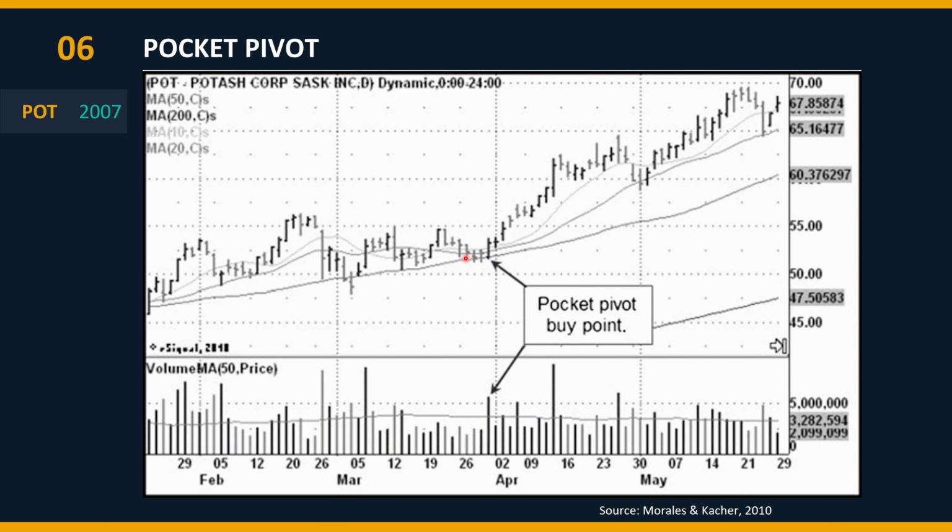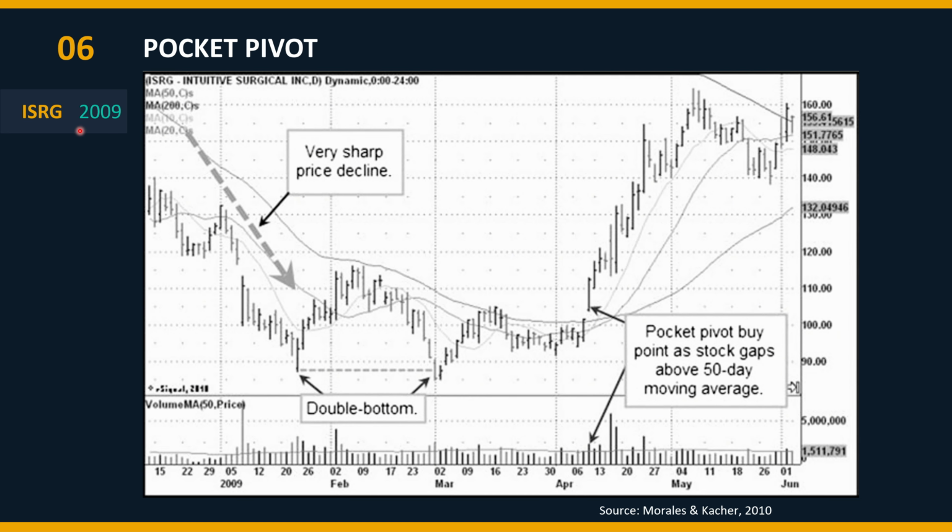Investors who bought here achieved a much larger gain than those who waited for the breakout at a price level near $60. The result, POT rallied more than 300% over the subsequent period, becoming one of the leading stocks of the 2007 cycle. Intuitive Surgical, April 2009, an example of a pocket pivot after a double bottom base.